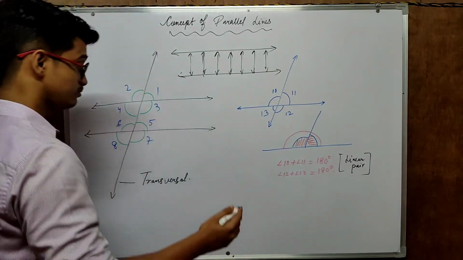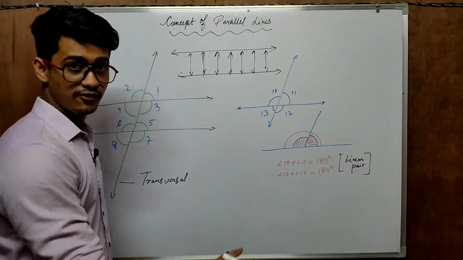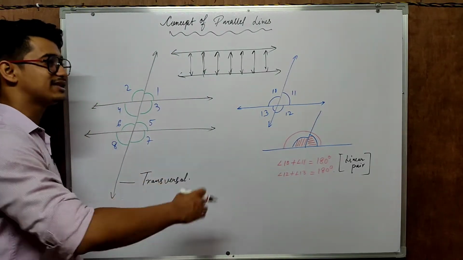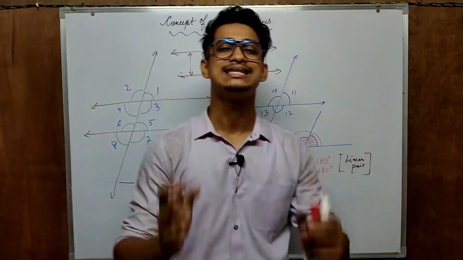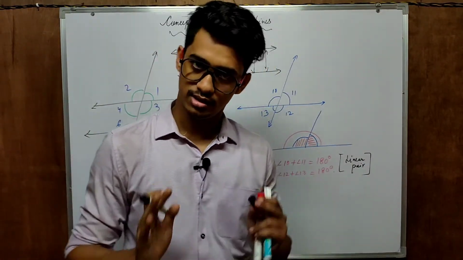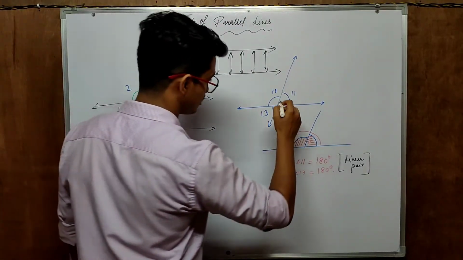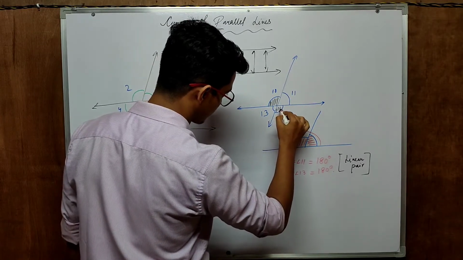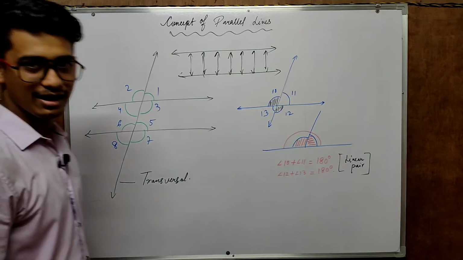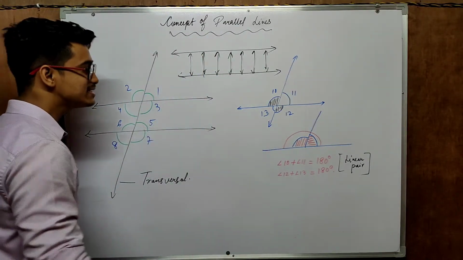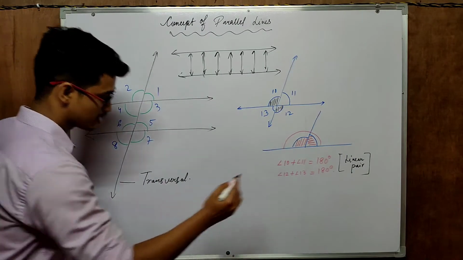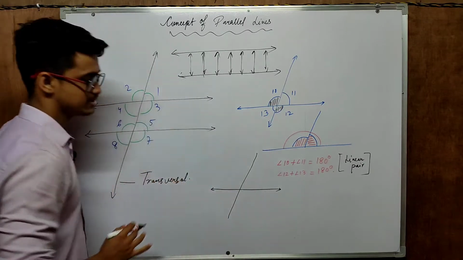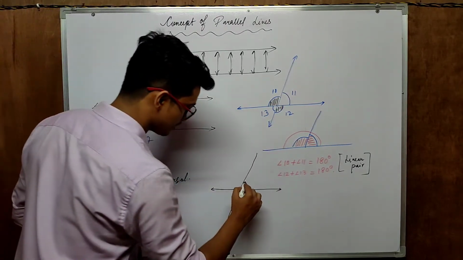This is the first concept, linear pair, which does not depend on whether the lines are parallel or not. It will be the same whether the lines are parallel or not. The next concept is that this gap is actually equal to this gap. How? That will be the question. Why is this gap equal to this gap? Now see, if I make one line again, this is the line. So here the angle is how much?